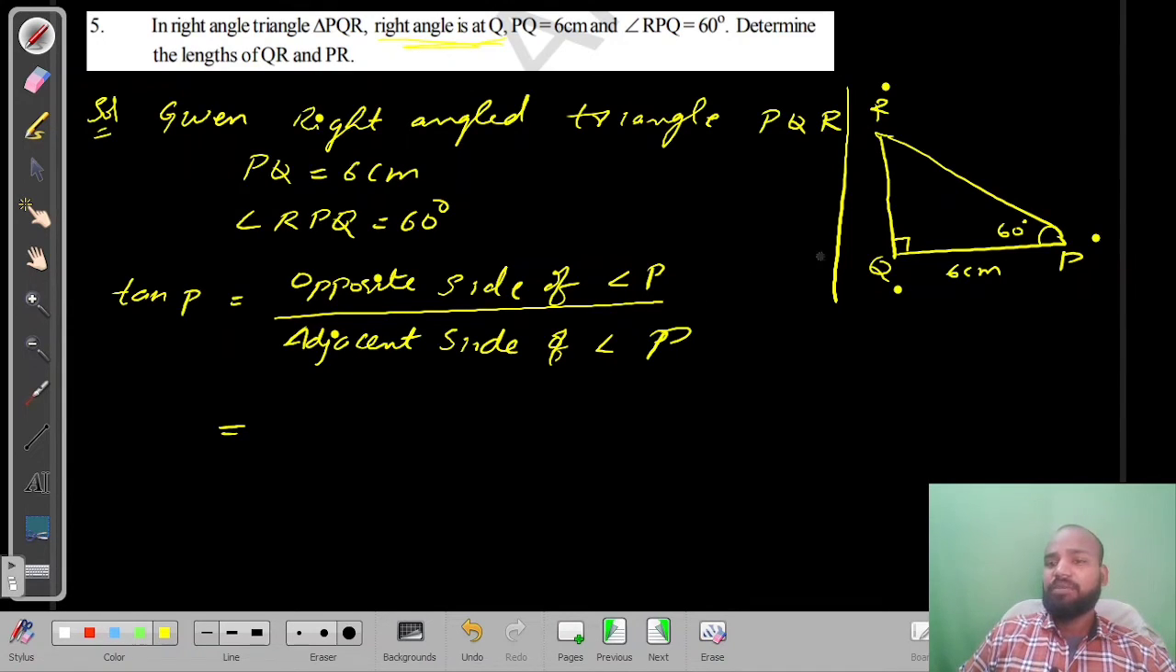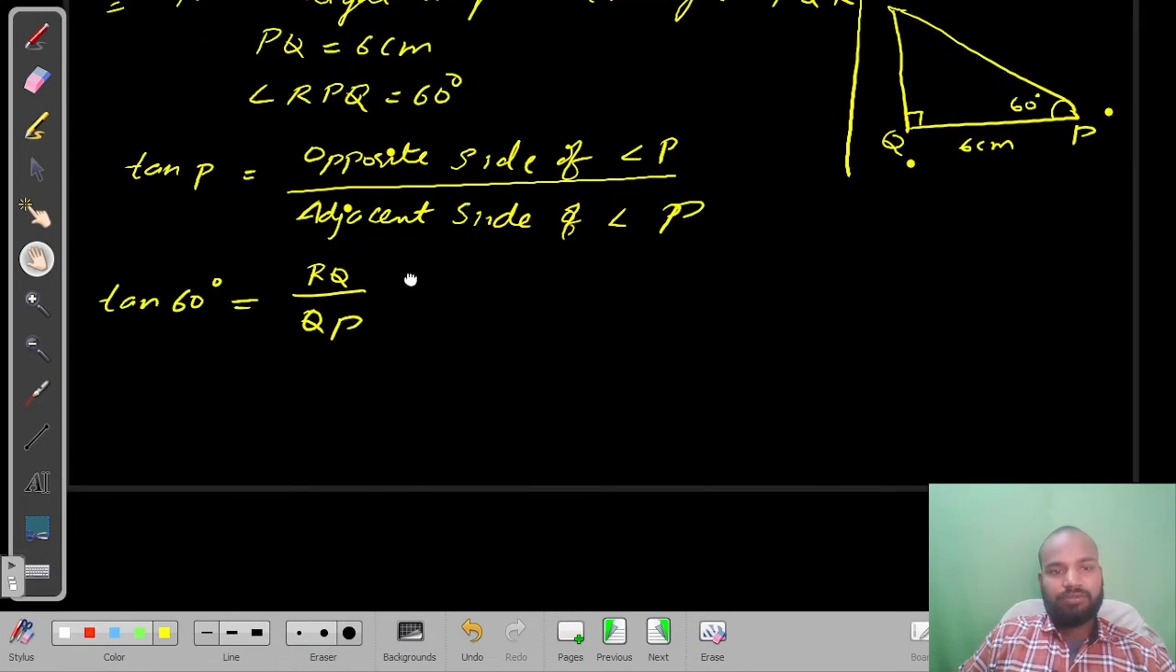Now see here. What is the opposite side to angle P? This is the opposite side, that is RQ. RQ by the adjacent side of angle P. What is the adjacent side? That is QP. So tan 60 degrees equals RQ by QP. What is RQ? We don't know, so it stays as it is. And what is QP here? QP is 6 centimeters, I am writing 6.